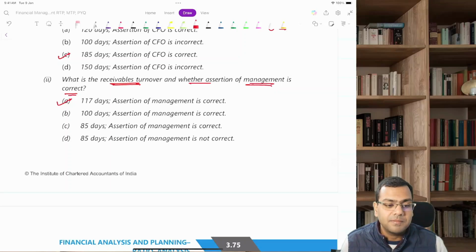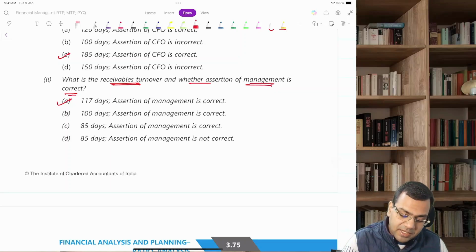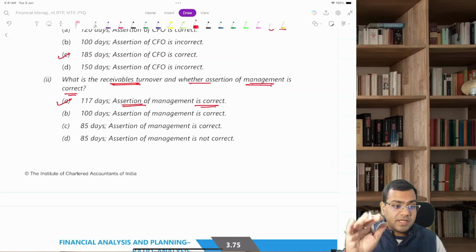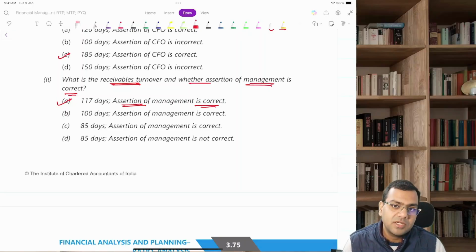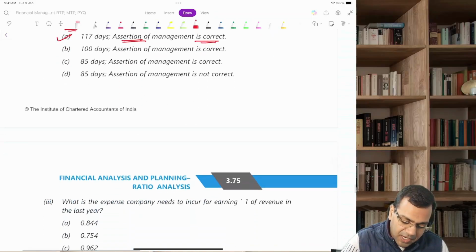So, again, a problem. So the management is absolutely correct. Yes, the assertion of management is correct, sir, that this company is taking more time. That is why there is a cash crunch situation. Clear with this? Next part, third MCQ.